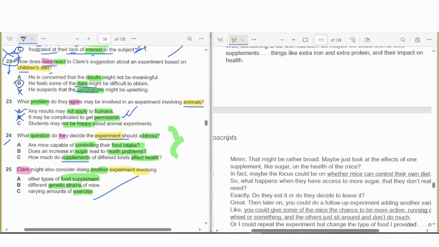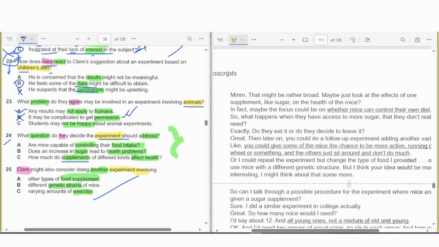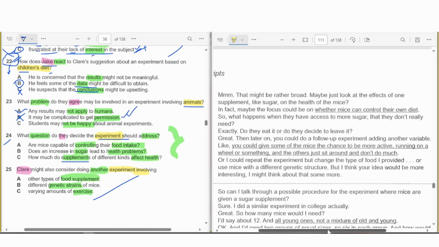"With nutrition. So maybe we could look at food supplements, things like extra iron and extra protein, and their impact on health." "That might be rather broad. Maybe just look at..." That might be rather broad, so they don't want to do that. They eliminated the supplement. Okay, let's go. "The effects of one supplement, like sugar, on the health of the mice." The sugar on the health of the mice. So now they are talking about sugar health problem. So now you need to see, okay, did Lizzie, the woman, agree with this or not?